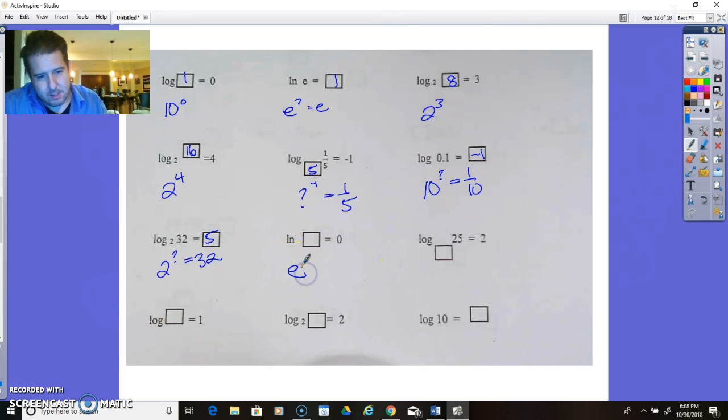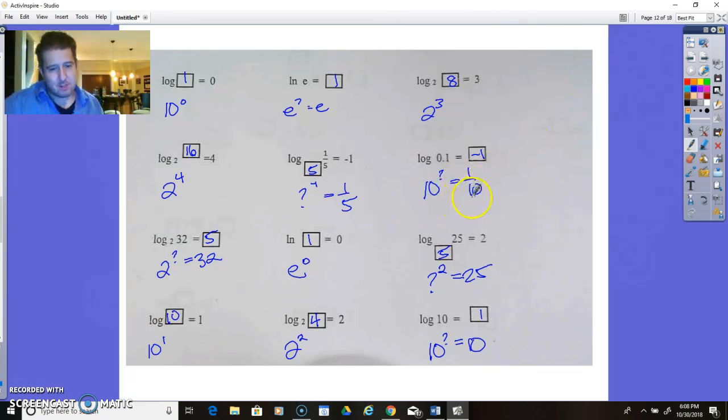This is e to the 0th power is 1. This one is what base to the second power is 25, so that would be 5. 5 squared is 25. Logs, this is base 10 to the first is 10. 2 to the second is 4. This is 10 to the what power is 10, and that would be 1.